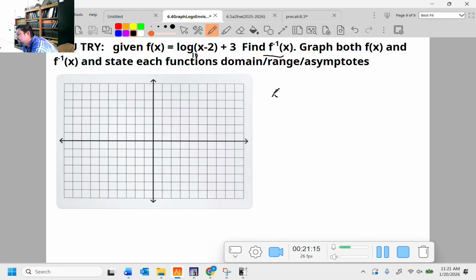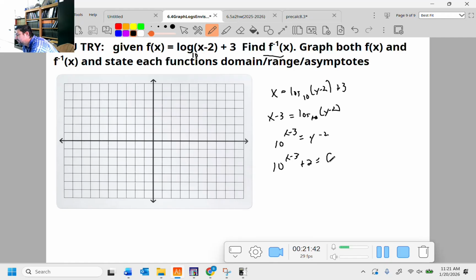Let's do the inverse. x is going to be equal to log base 10 of y minus 2 and then plus 3. We're going to go through the isolation process. x minus 3 equals a log base 10 of y minus 2. Base, argument, exponent. 10 to the x minus 3 is y minus 2. And then 10 to the x minus 3 plus 2 must be my inverse of f of x. Yeah, that is easier to graph, believe it or not.